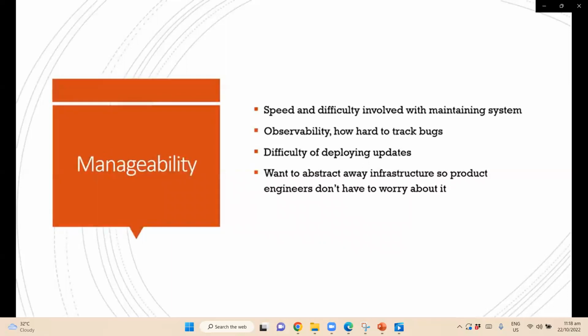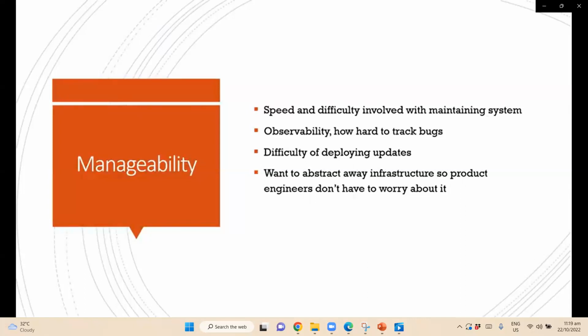Finally, we have manageability, which is the speed and difficulty it actually takes to work with and maintain your system. An example would be that you have the fastest car in the world, but it's impossible for anyone to drive without crashing it. So it's basically useless. It doesn't matter how high performance it is if nobody can work with it. Some factors that go into this are how easy it is to find bugs. If you have a really complex system, you don't know where the origin of an actual bug is. It could be in multiple different services. So how observable is the system, and how do you find bugs when you're working with it?